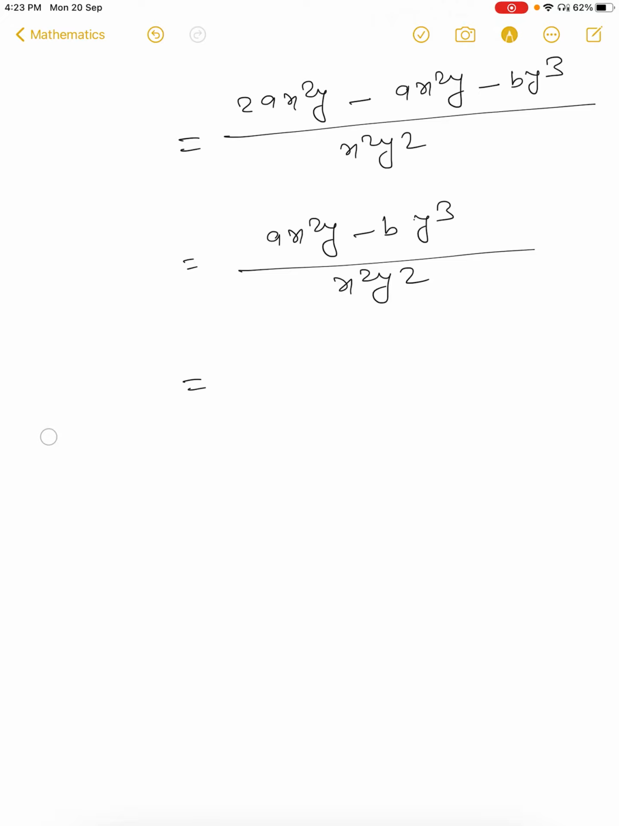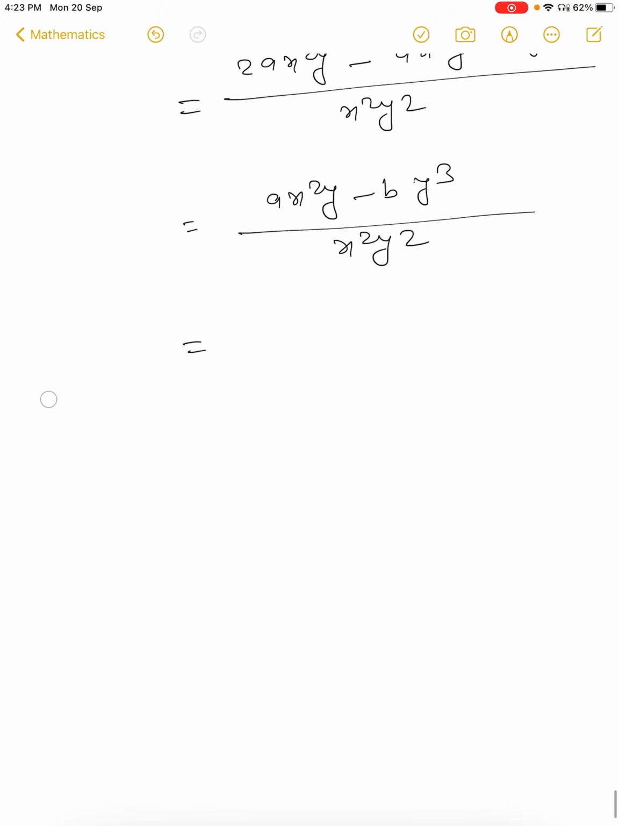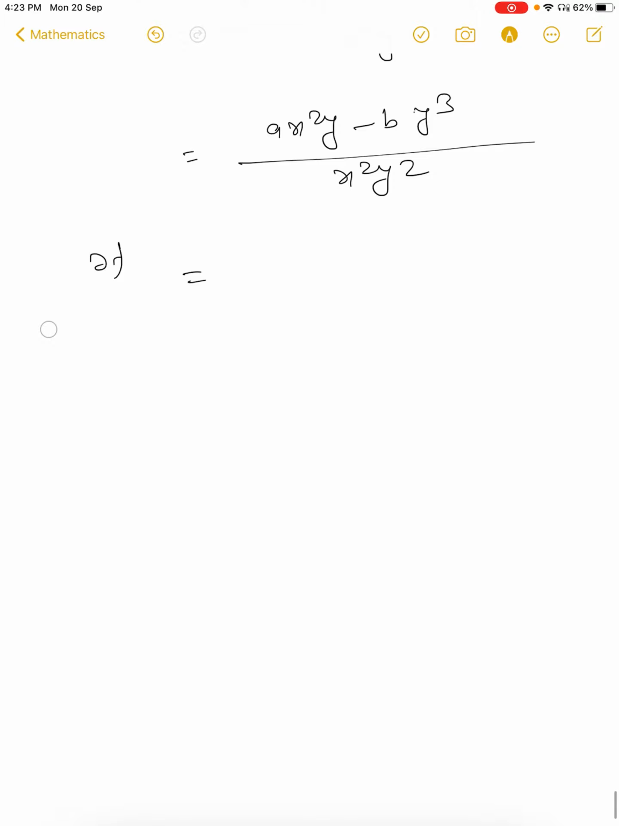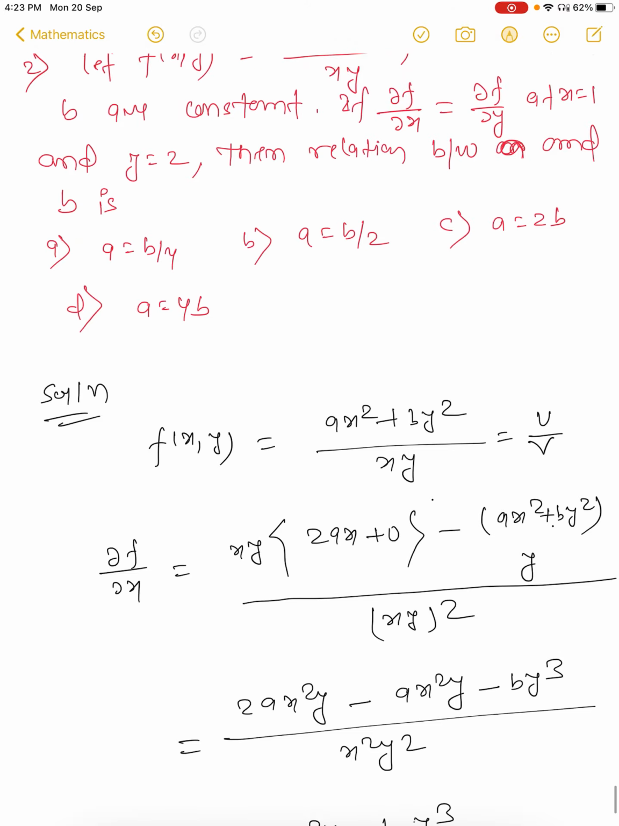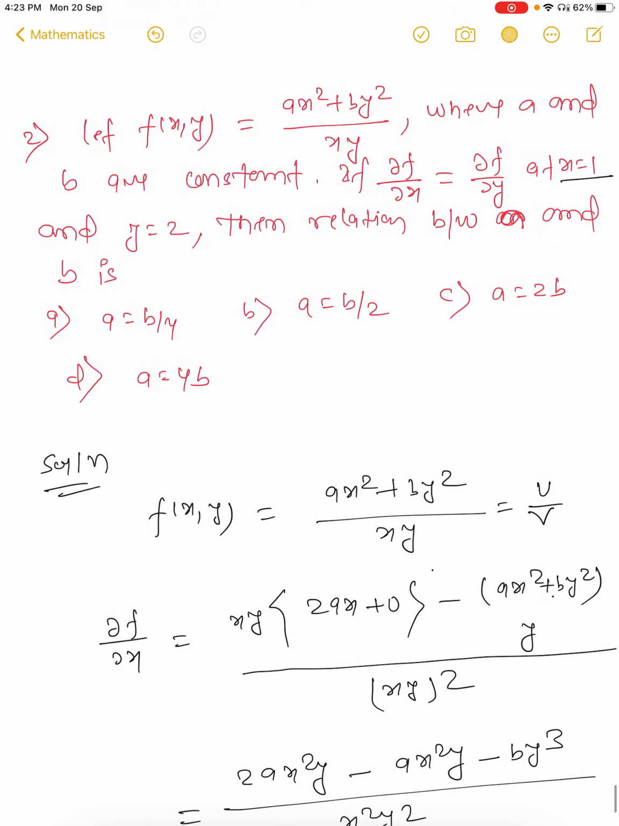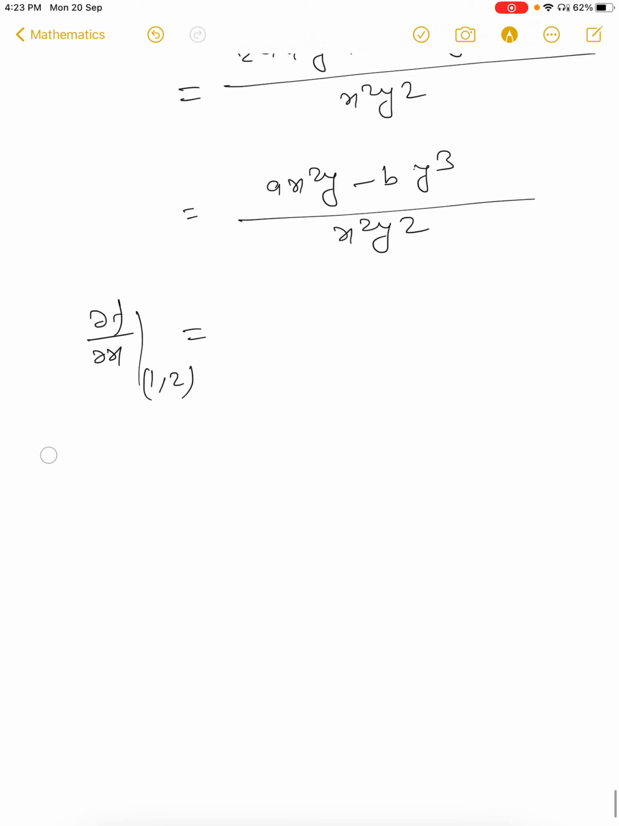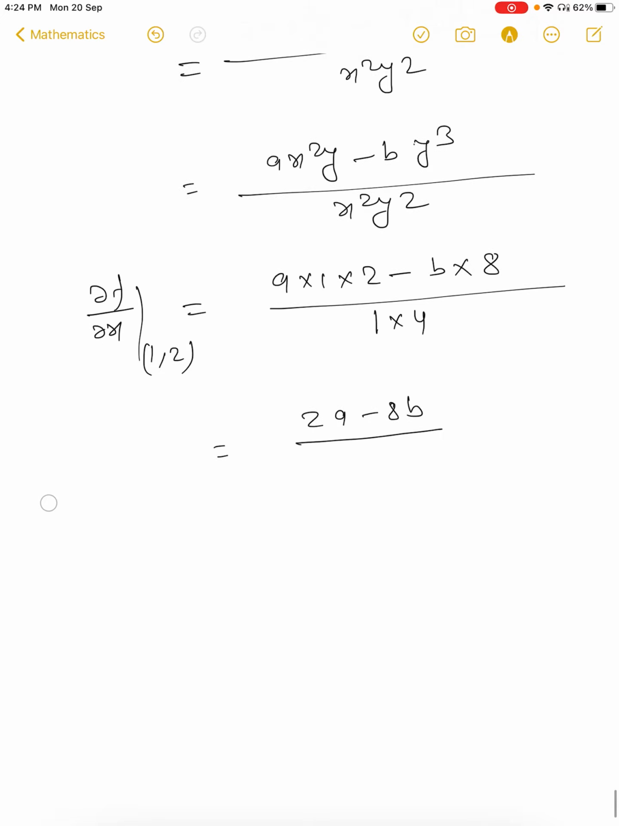So put in the values. How much is given? x is 1 and y is 2, as given in the question. So put in the values: a times 1² times 2 minus b times 2³, which is 8, upon 1² times 4. So what will happen? (2a - 8b) upon 4.